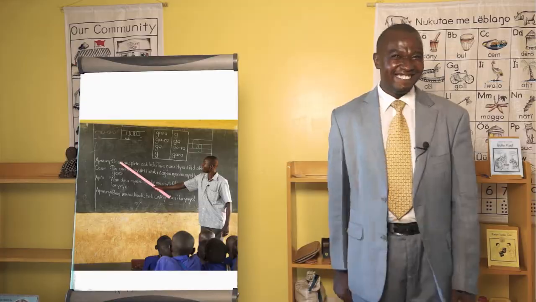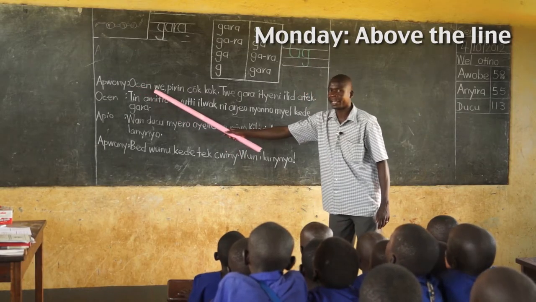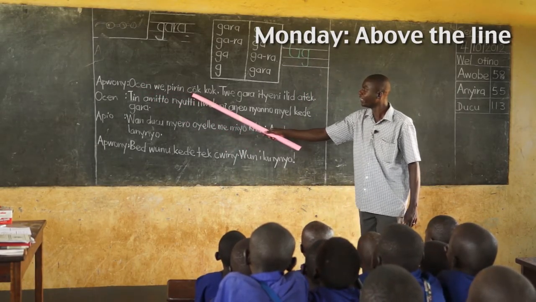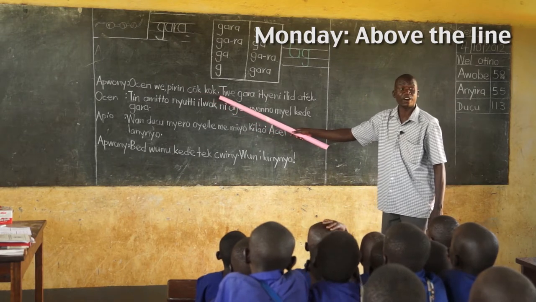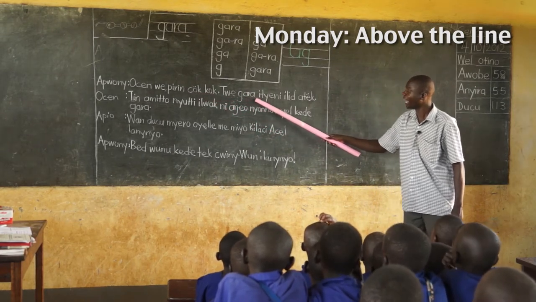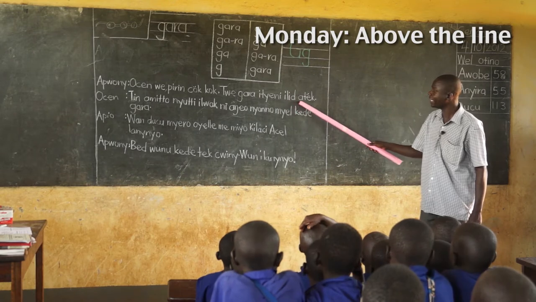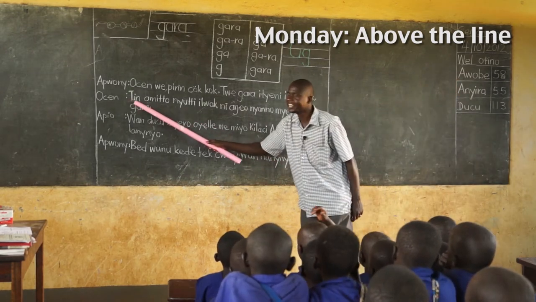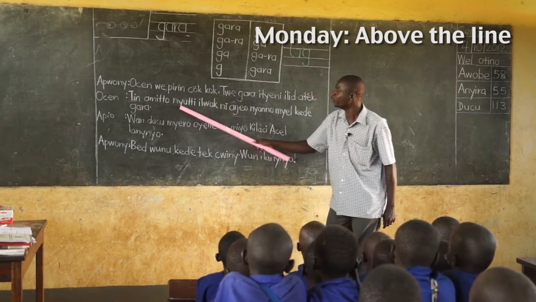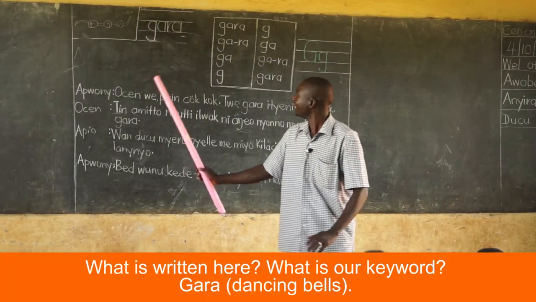The teacher begins the word-building time lesson on Monday by reading the primer story aloud with the class. Next, the teacher points to the keyword and everyone reads it aloud.